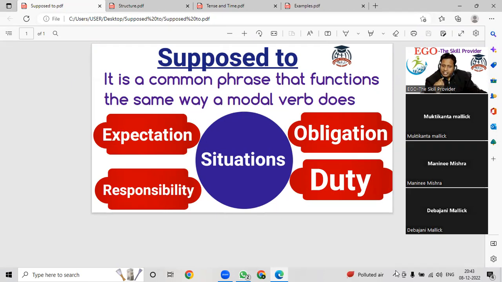And in that particular situation, for expectation we can use should, for responsibility we can use should, for duty should, for obligation have to. But should or have to we do not use; we only use supposed to. You can make a sentence.